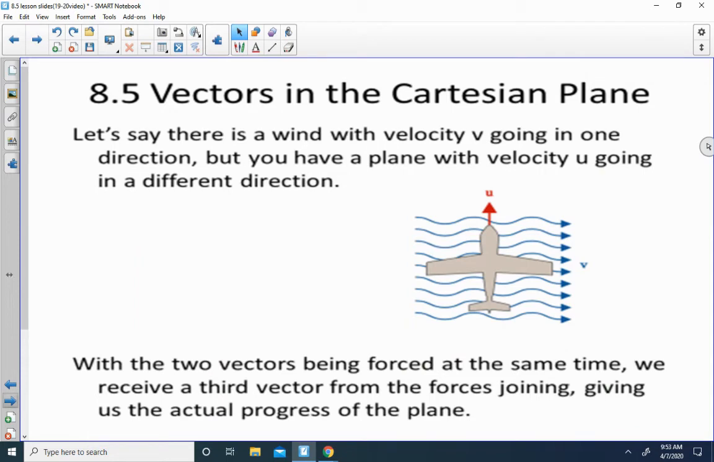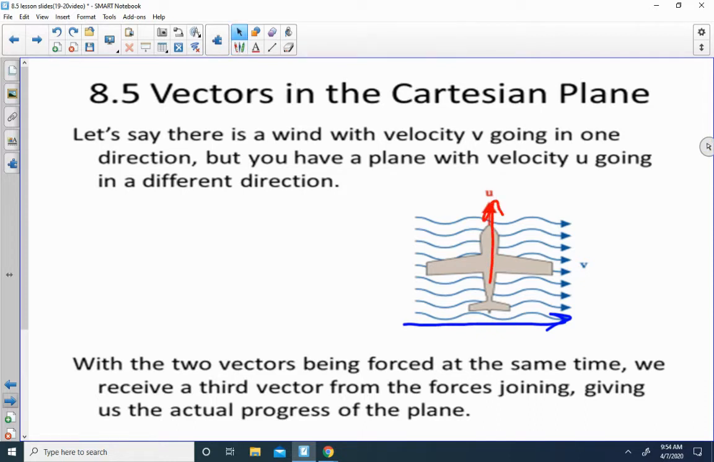So just a little introduction. Let's say that you're a pilot and you're flying a plane. Let's say there's a wind that has velocity v and it's going in one direction. And let's say it's going towards the east. But you have a plane with a velocity u going in a different direction. In other words, it's going due north.